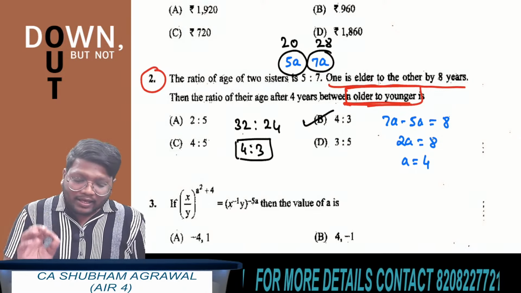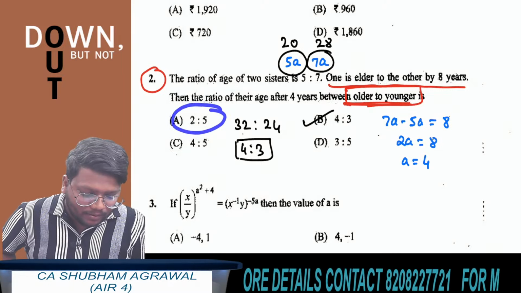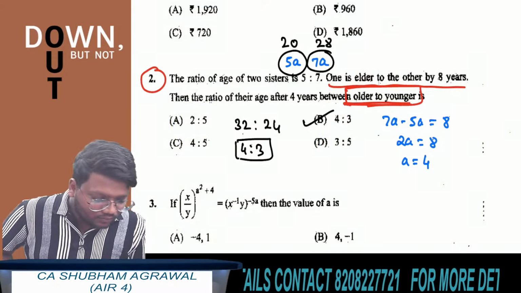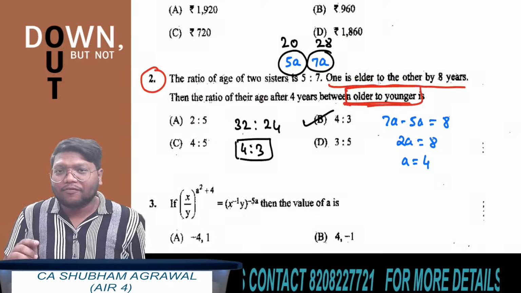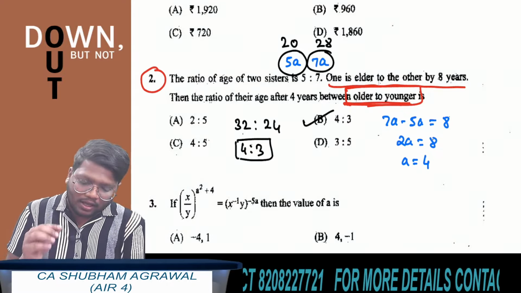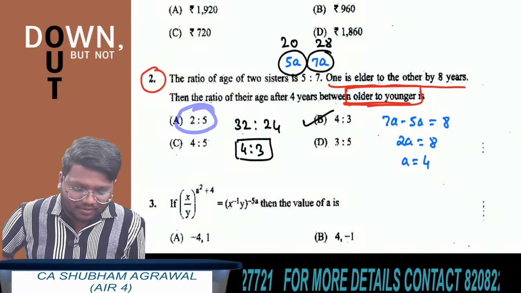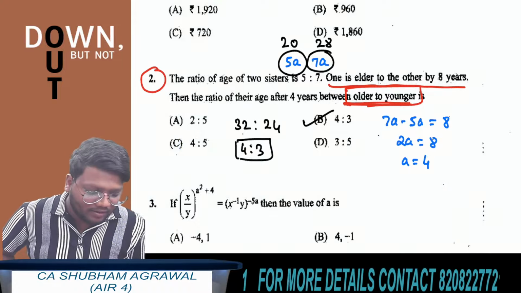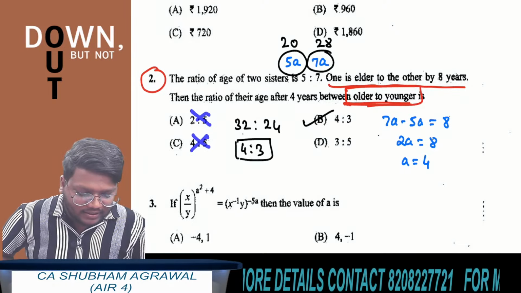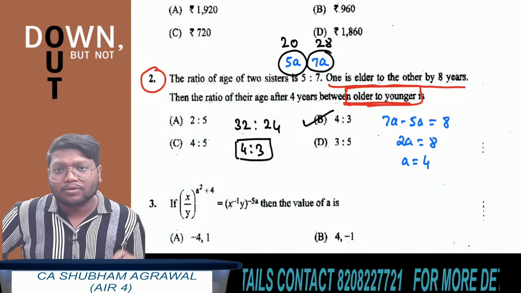4 is to 3. If you are smart, you can eliminate options A, C and D. Because if you are finding the ratio between older to younger sister, definitely ratio will be greater than 1. 2 is to 5 is 0.4, which is less than 1. 4 is to 5 is 0.8, again less than 1. 3 is to 5 is 0.6, again less than 1. So you can eliminate options A, C and D. Only one option is remaining, option B. You can directly choose option B as the answer.